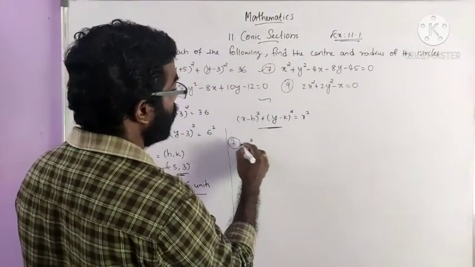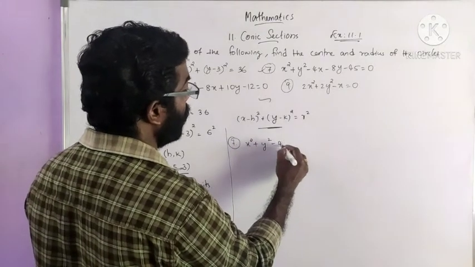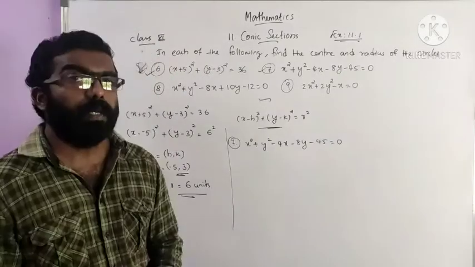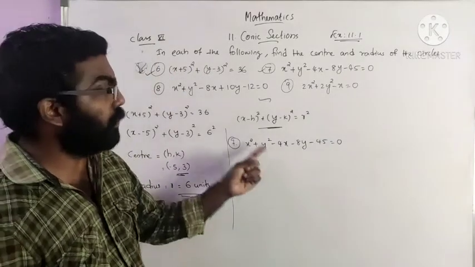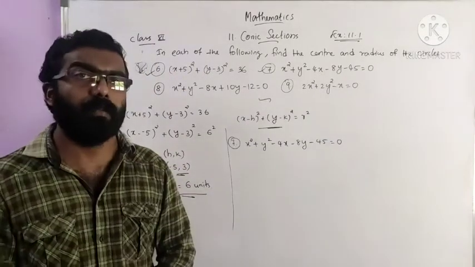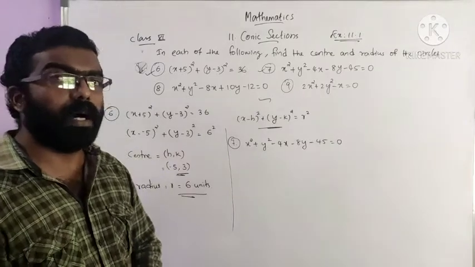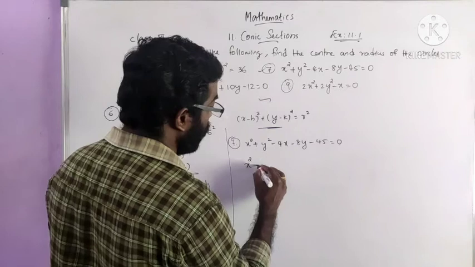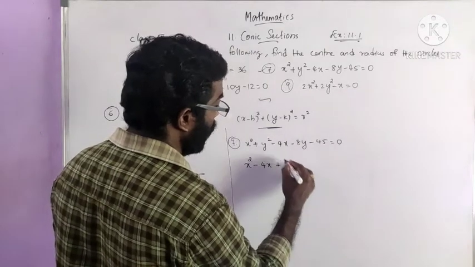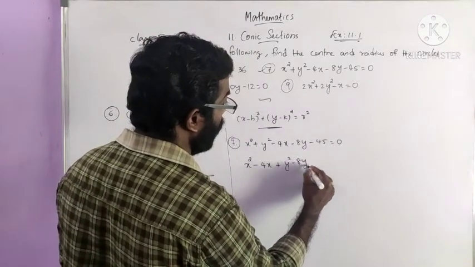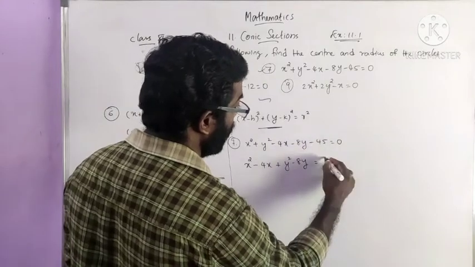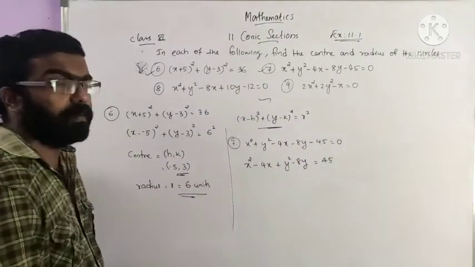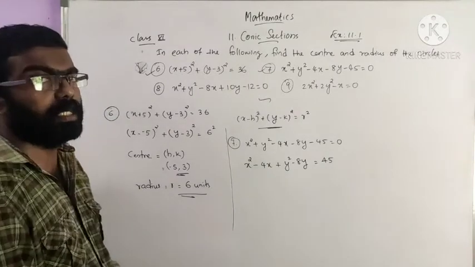Here it is x square plus y square minus 4x minus 8y minus 45 equal to 0. First we have to convert this equation in the form of x minus h the whole square plus y minus k the whole square equal to r square. So we can collect the x terms first, x square minus 4x, then next y terms, y square minus 8y, then take this number to right side, 45. Now we can make it as a perfect square. We can apply square completion method.